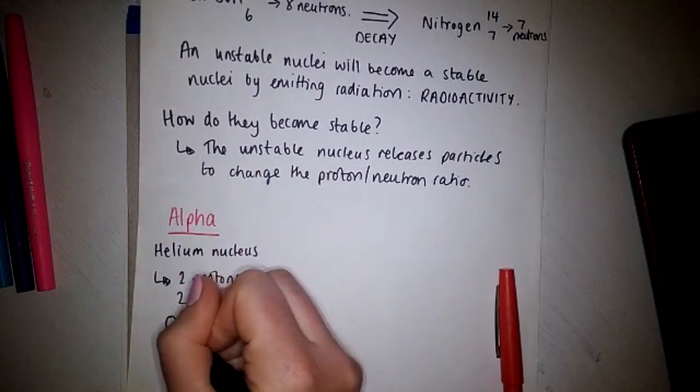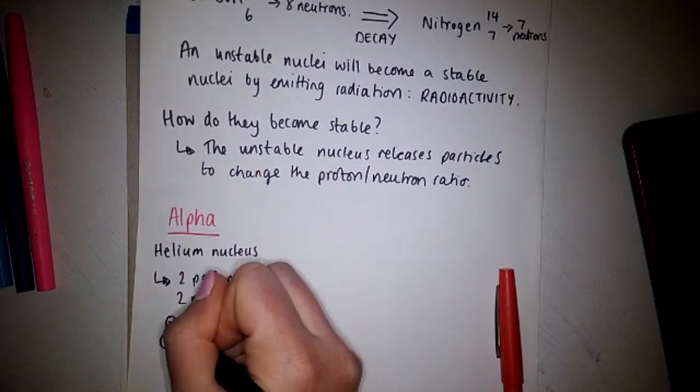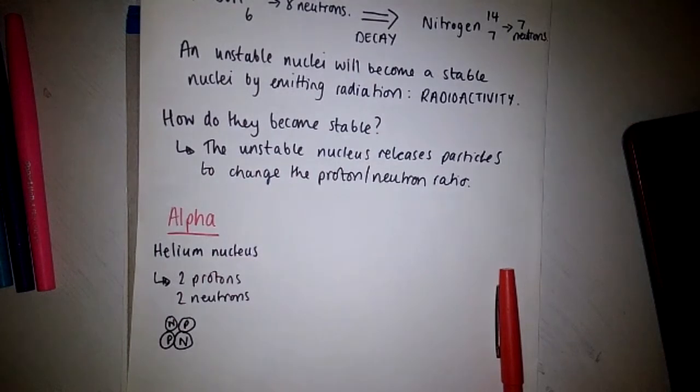And again, if you really wanted to draw this, you can do, there you go, 2 protons and 2 neutrons. So that's an alpha particle. So that's our alpha particle.